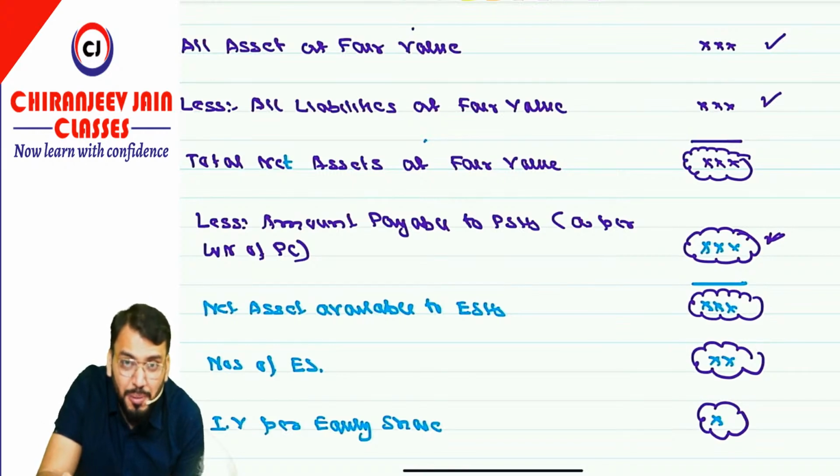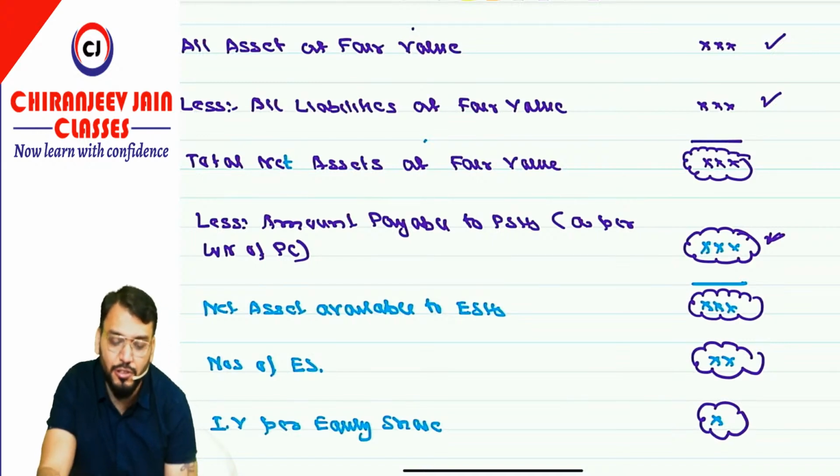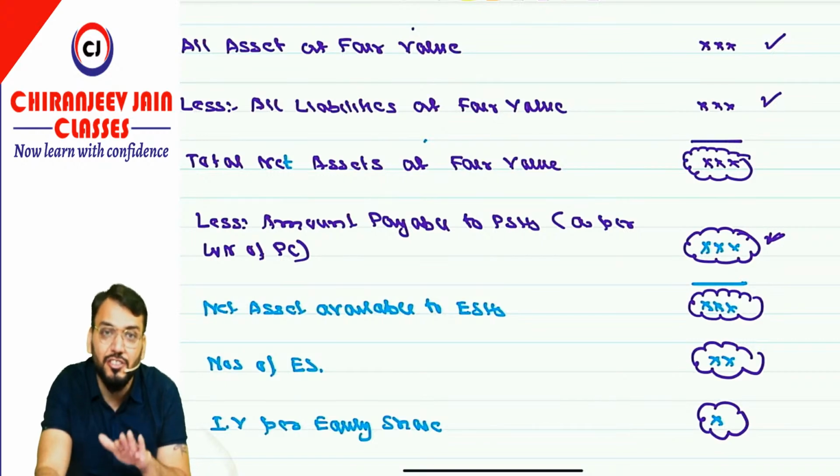Payment, yeah, amount payable to preference shareholders. Then after deducting the amount payable to preference shareholders, you will get the net asset available to equity shareholders. Divided by the number of equity shares, you will get the intrinsic value per equity share. So this is the way to find out intrinsic value per equity share.